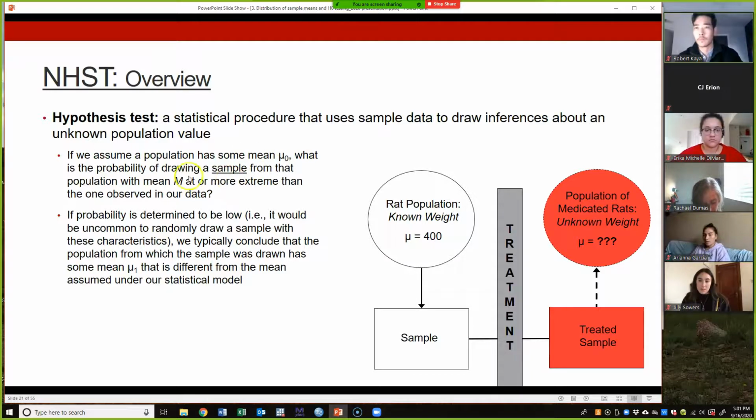So if we assume that a population has some mean, right? What we're asking with our hypothesis test is what's the probability of drawing a sample that has specific characteristics at or more extreme than the one observed in our data, okay? If we determine this to be a high probability, then we would say that the data are probably falling in line with what we would expect under our null hypothesis. If it's very different, though, what we would typically do is conclude that likely the population from which this sample is drawn actually has some different parameter than what was expected under our null hypothesis.